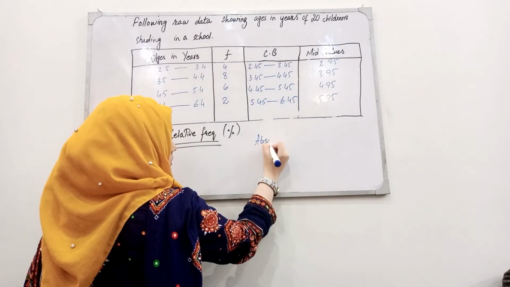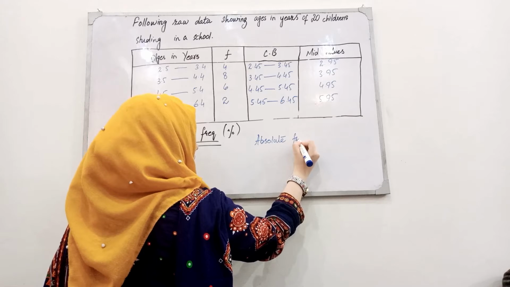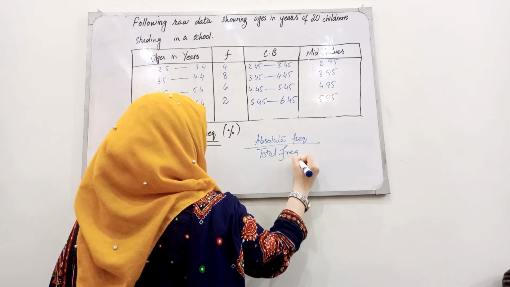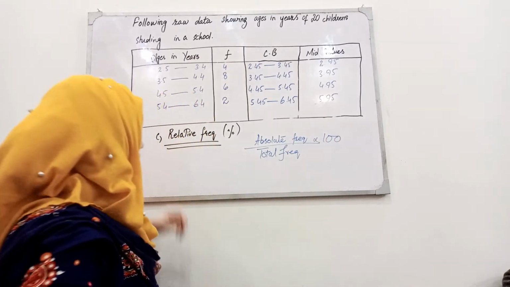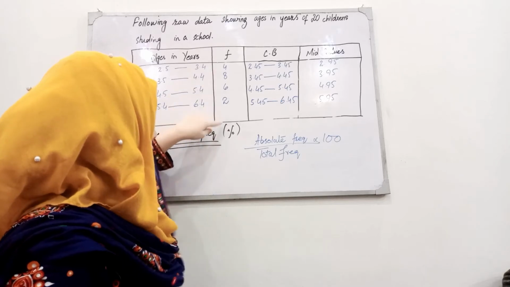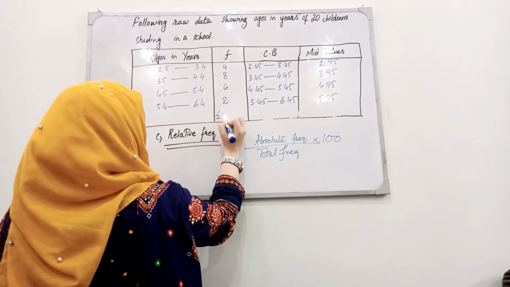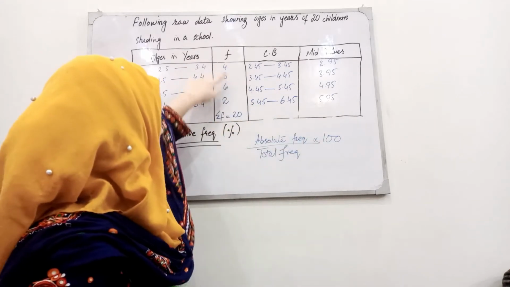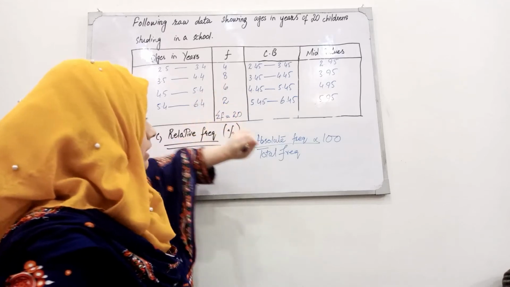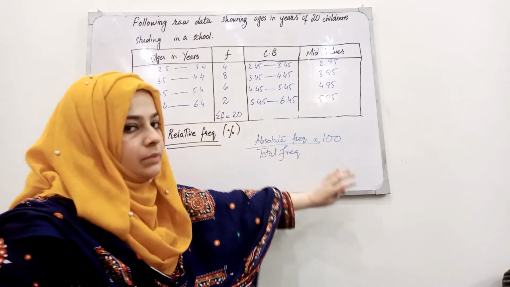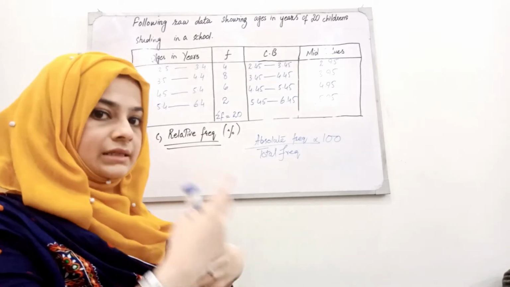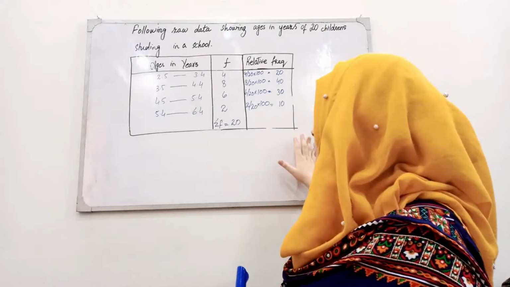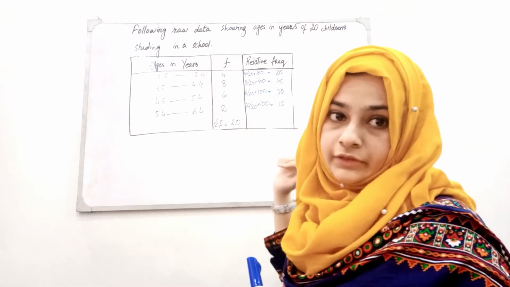Absolute frequency divided by total frequency and multiply by 100. 4 divided by 20, the sum of the frequency is 20. 4 divided by 20 multiply by 100, 8 divided by 20 multiply by 100, 6 divided by 20 multiply by 100, 2 divided by 20 multiply by 100. So by this method we can make the relative frequency. So see students, here I have calculated how to make the relative frequency.